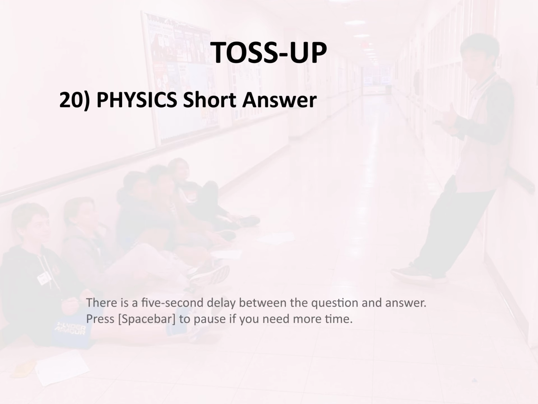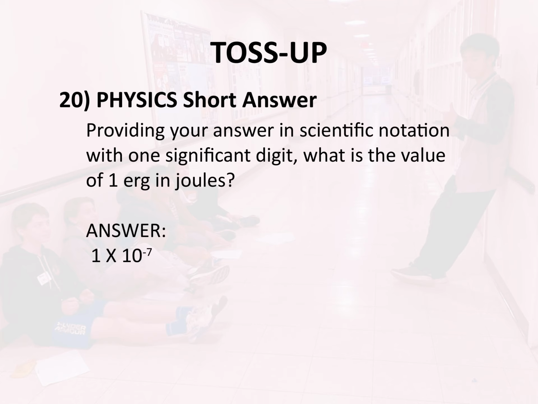Toss-up 20. Physics. Short answer. Providing your answer in scientific notation with one significant digit, what is the value of 1 erg in joules? Answer: 1 times 10 to the power of negative 7.